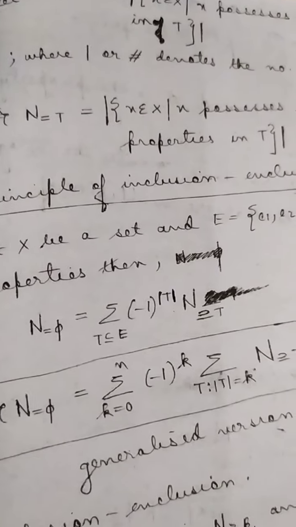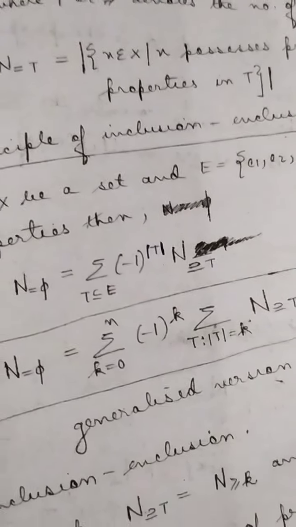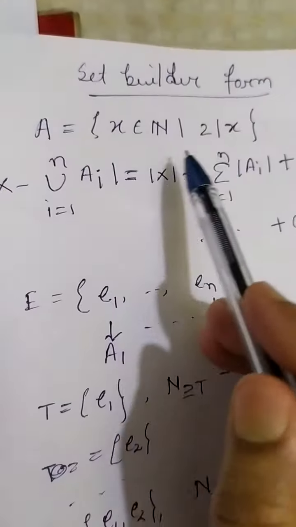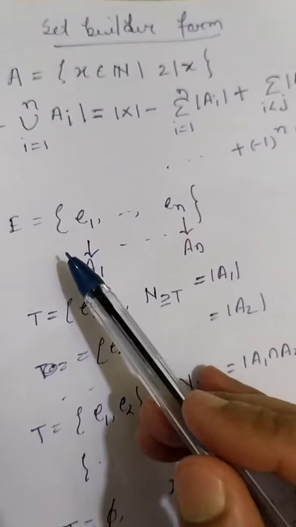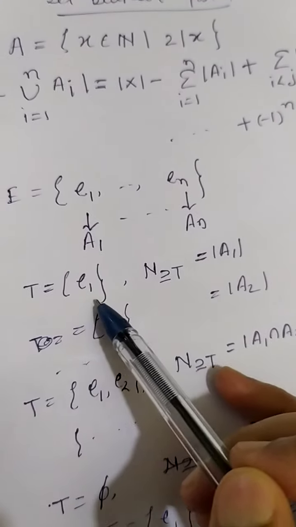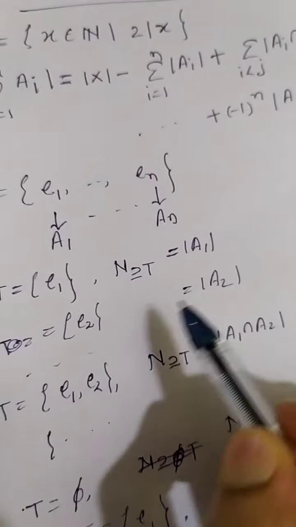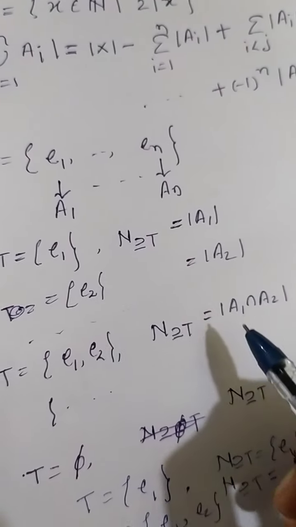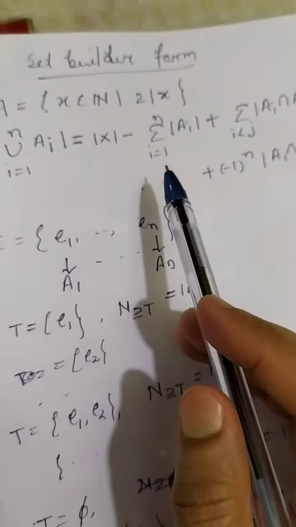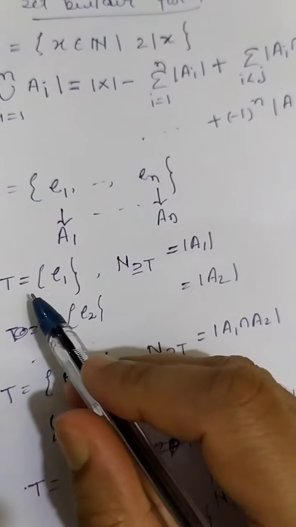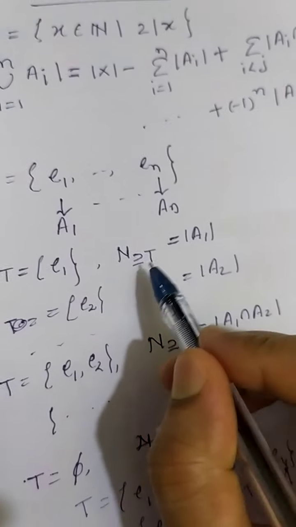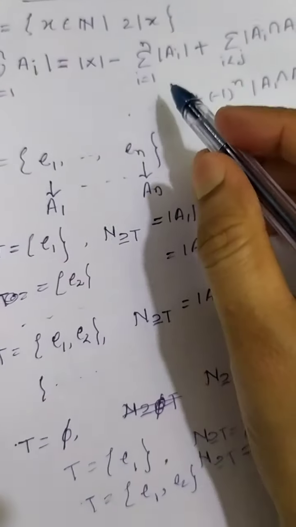Now in our principle of inclusion and exclusion, you can observe these notations we are using. T equal to E1 means this, and T equal to E2 means the number of elements in A2. That is this summation sign. This summation sign runs up to T equal to n, something like that.